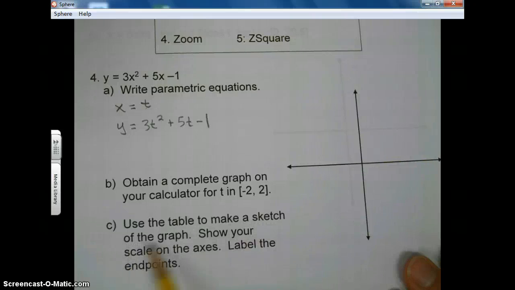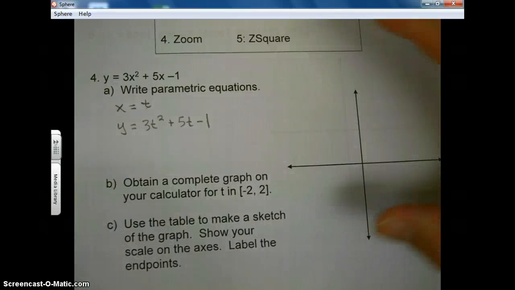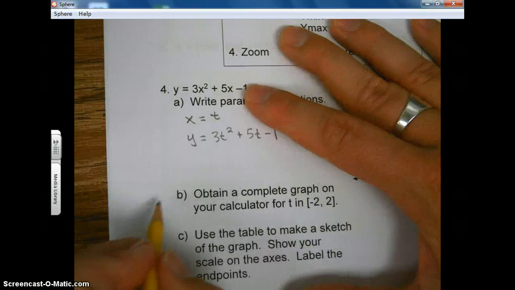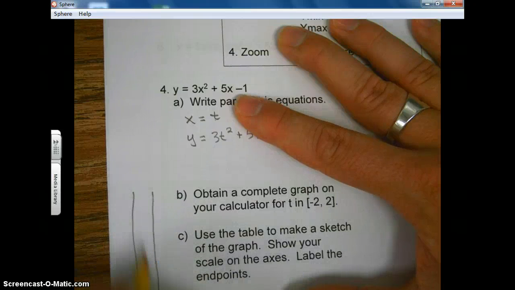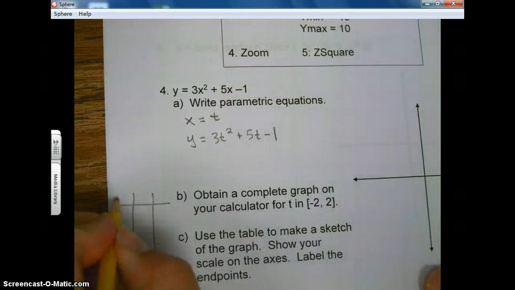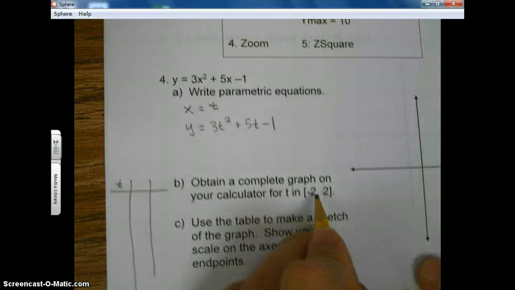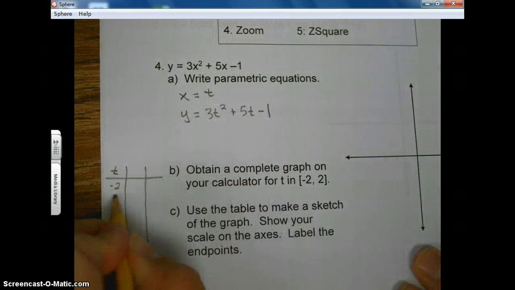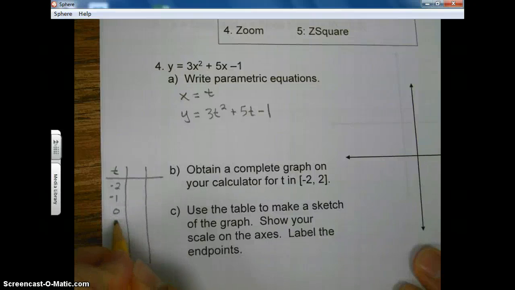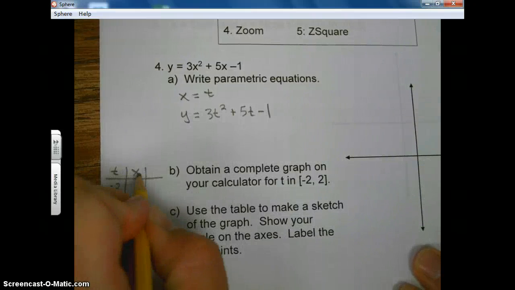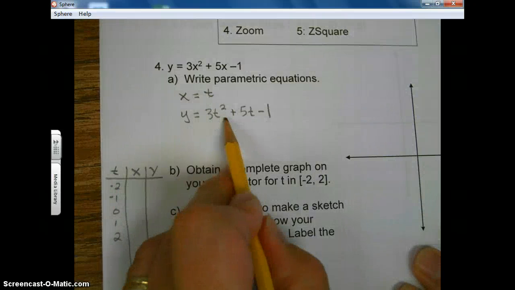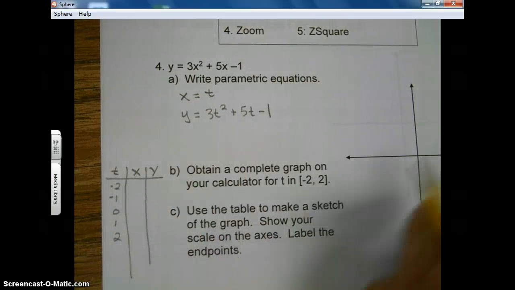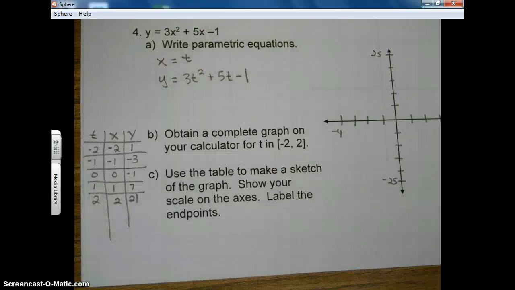Okay, obtain a complete graph on your calculator for t in [-2, 2]. Use the table to make a sketch of the graph, show your scale. Now, let's not use our calculator here. Let's go ahead and go over here, make a table, and t is going to go from -2 to 2. X, y. Alright, so go ahead and take these t values, plug them in, and get your points, and then graph them, please.